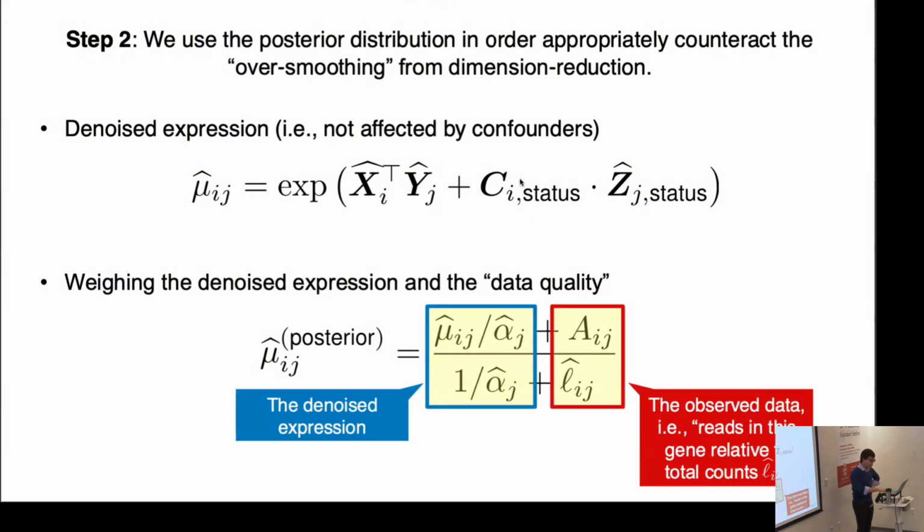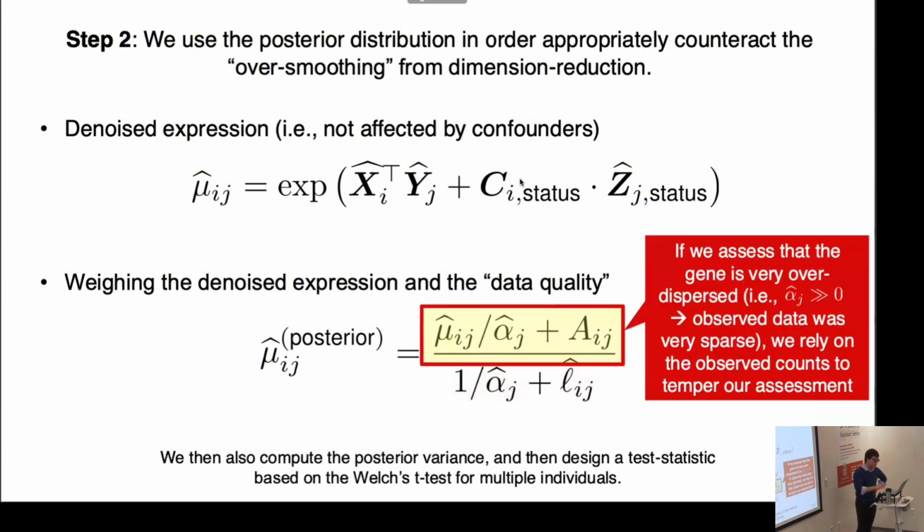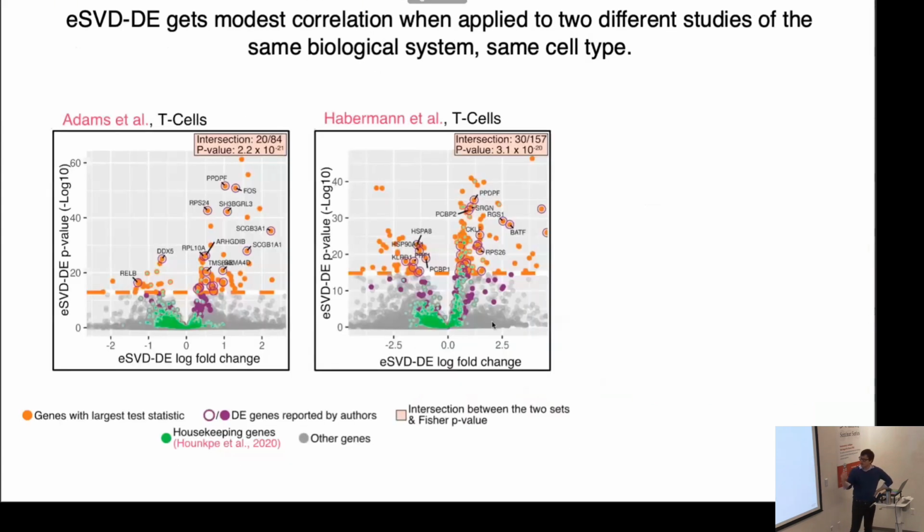And that's how I'm going to temper things to make sure my type 1 error doesn't go through the roof. We can assess if a gene is super overly dispersed, and I probably should not trust it. So I probably should trust the original counts more than my fitted ones if the gene is very overdispersed, and so on and so forth. I can answer more questions about the literal details in just a little bit. So, okay, back to my results.